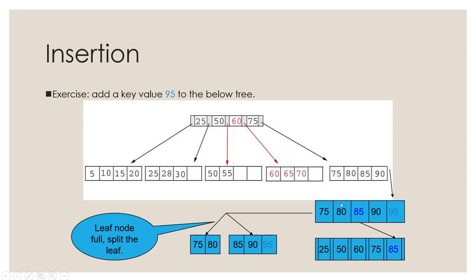So out of the 75, 80, 85, 90, and 95, the middle value is 85. 85 should be getting promoted up here. So out of those, 25, 50, 60, 75, and 85, there is no space in this node. The middle value gets promoted up, which is 60. So you'll have 60 here, and on here you'll have 25 and 50. On this side, I'll have another node which has 75 and 85.